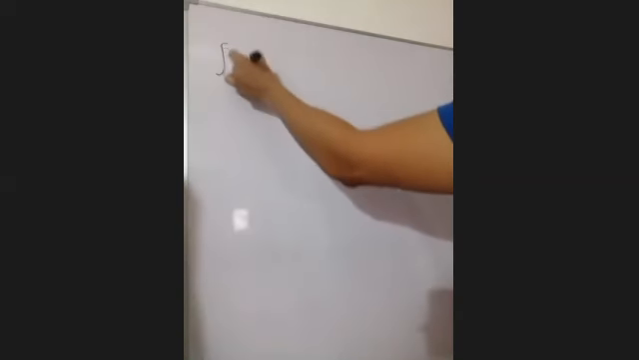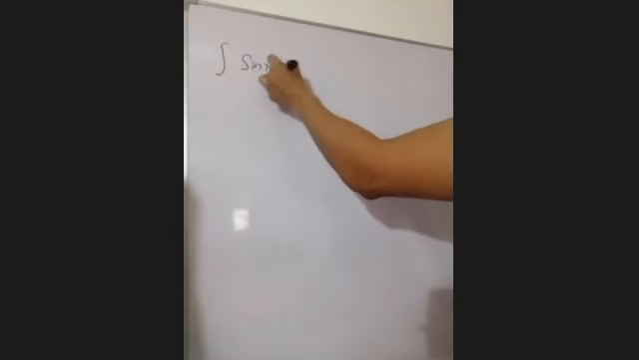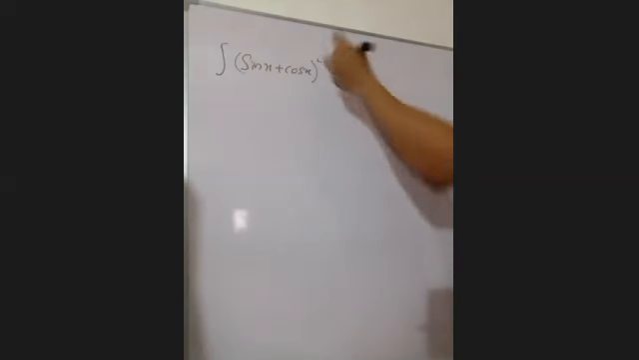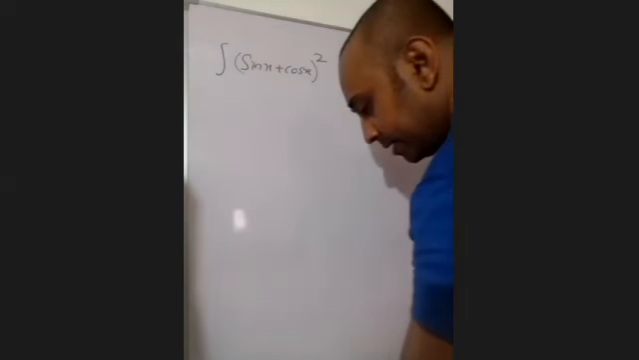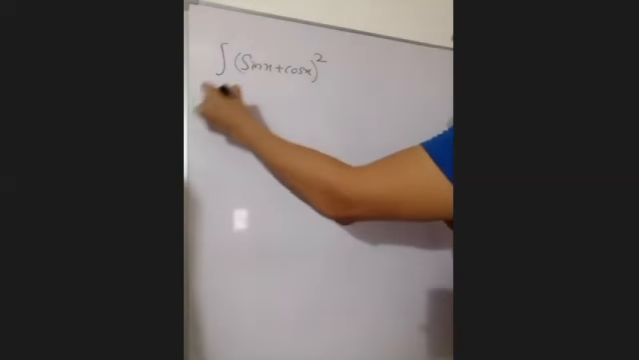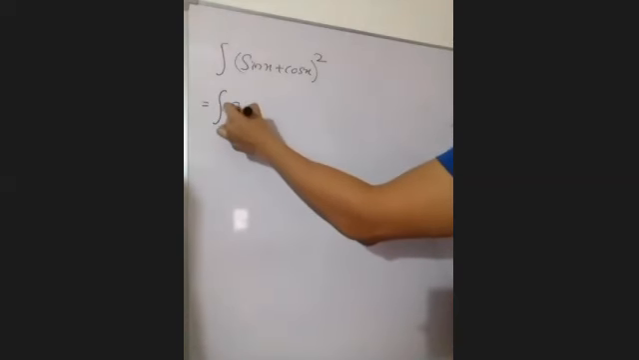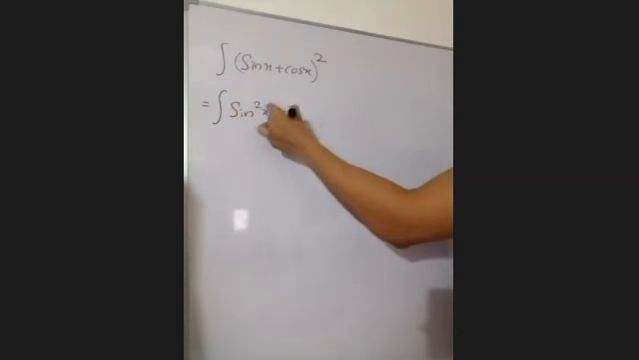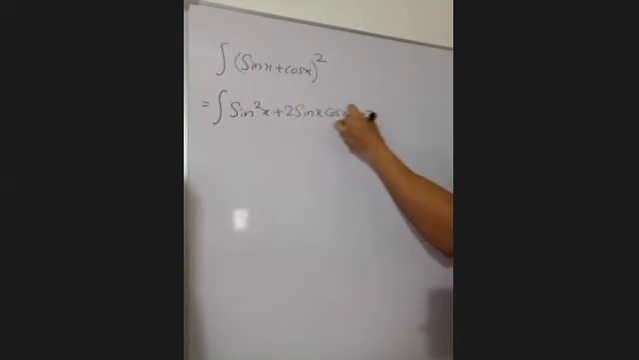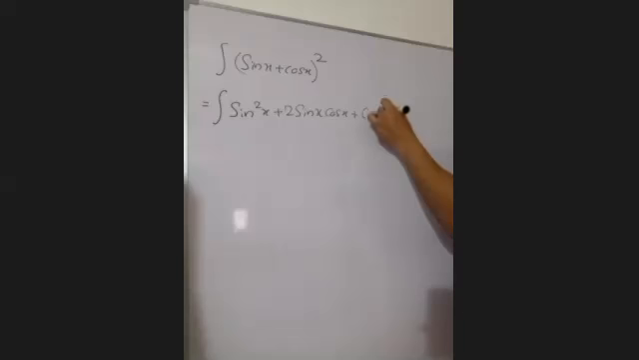So if you want to integrate (sin x + cos x) all squared, what you can get here is the integration of sin squared x plus 2 sin x cos x plus cos squared x.